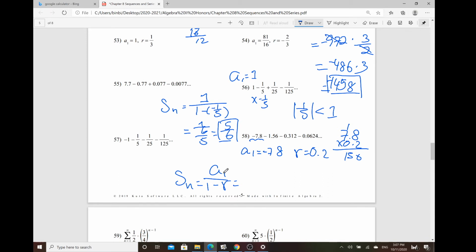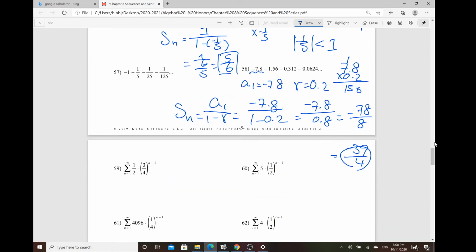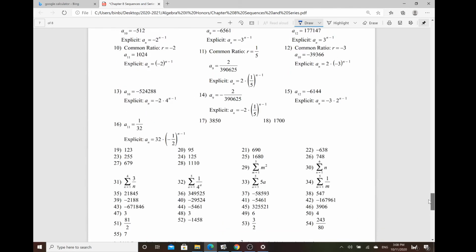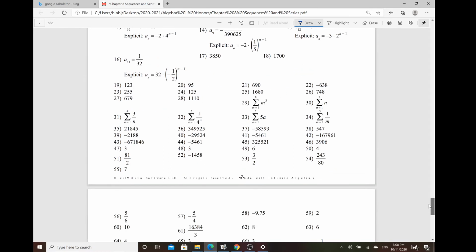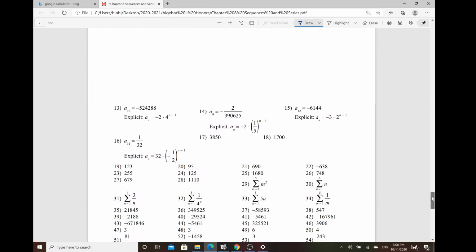So using that common ratio, A1, negative 7.8 divided by 1 minus 0.2. So negative 7.8 divided by 0.8. This one we write as negative 78 over 8. Reduce it. Is that divisible by 4? No, it's divisible by 2. So divided by 2, 4, divided by 2 here, negative 39 over 4. So check it out, negative 9.75.